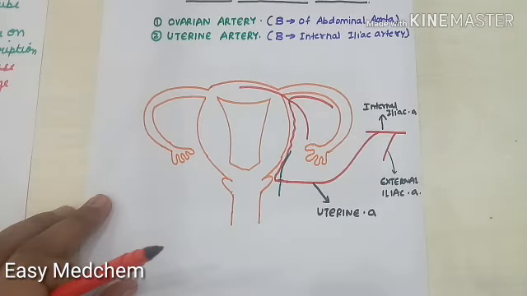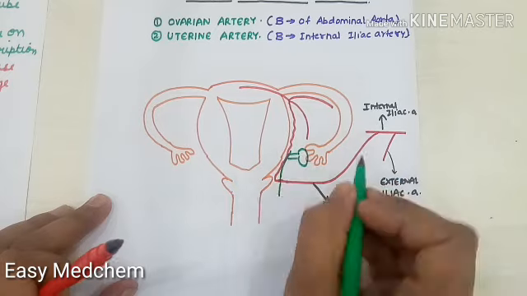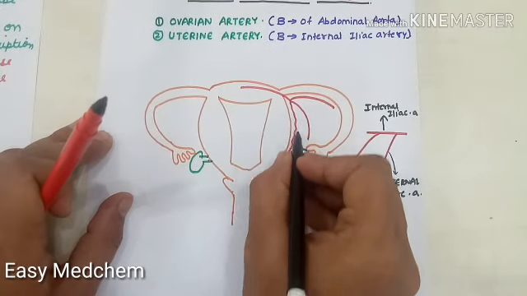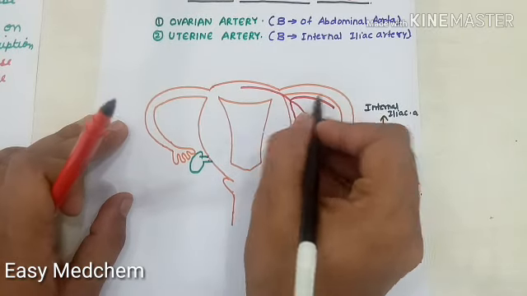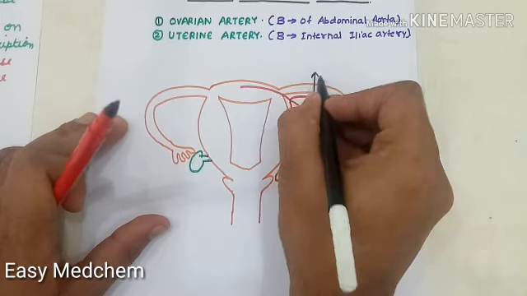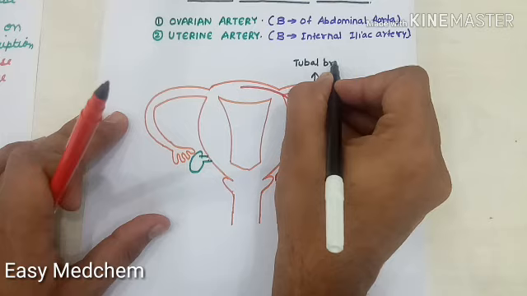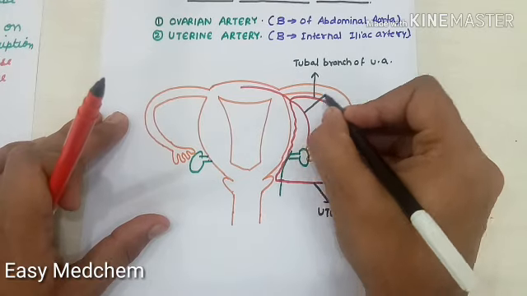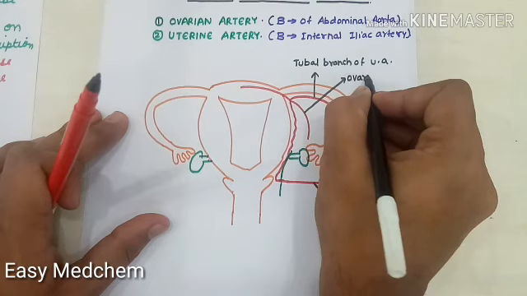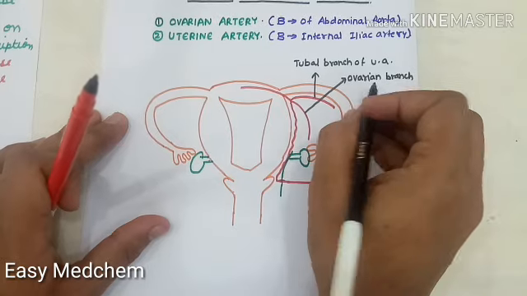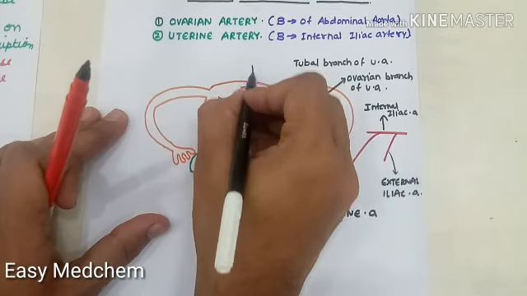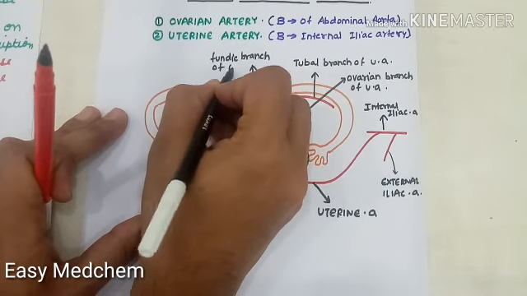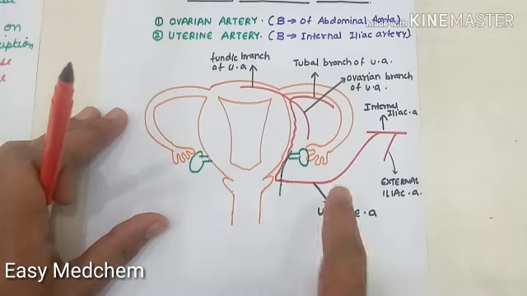Okay, I'll draw ovaries here. Okay, the branch of the uterine artery will ascend up and give 3 terminal branches. The first one is the tubal branch of uterine artery. This one is the ovarian branch of uterine artery, and this is the fundic branch of uterine artery. Okay, these are the 3 terminal branches of the uterine artery.